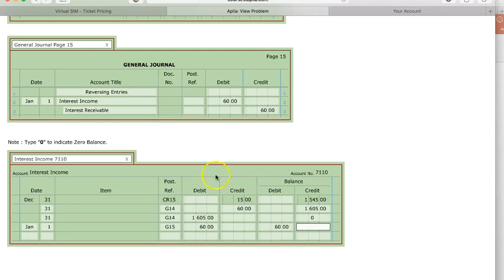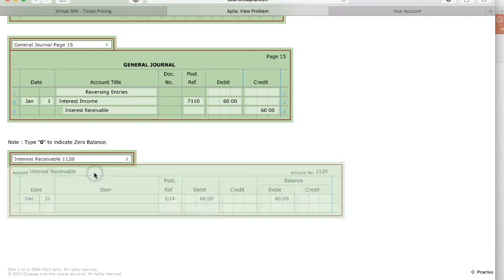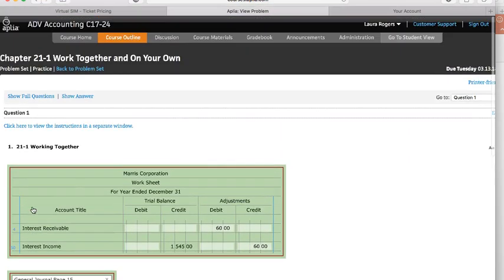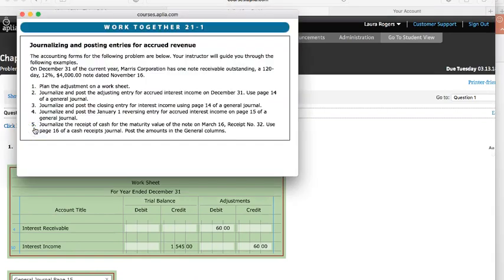Okay, so we've done that, and now our account number is 7110, and then interest receivable. Let's go post that. General Journal 15, and that's a credit of $60. So this would be a 0. So we've done both of those.